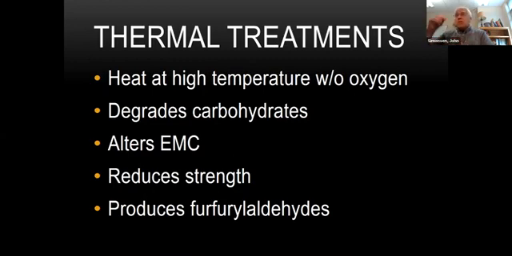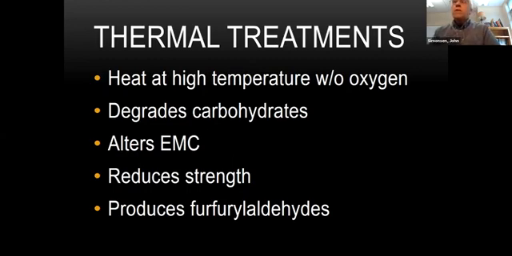You don't want to heat it so much that it burns, but you want to burn it a little bit, and you want to do it without oxygen. What happens then is you degrade the carbohydrates, and one of the things that happens is you can dehydrate the hydroxyl groups. So when you dehydrate the hydroxyl groups, you can get an ether.